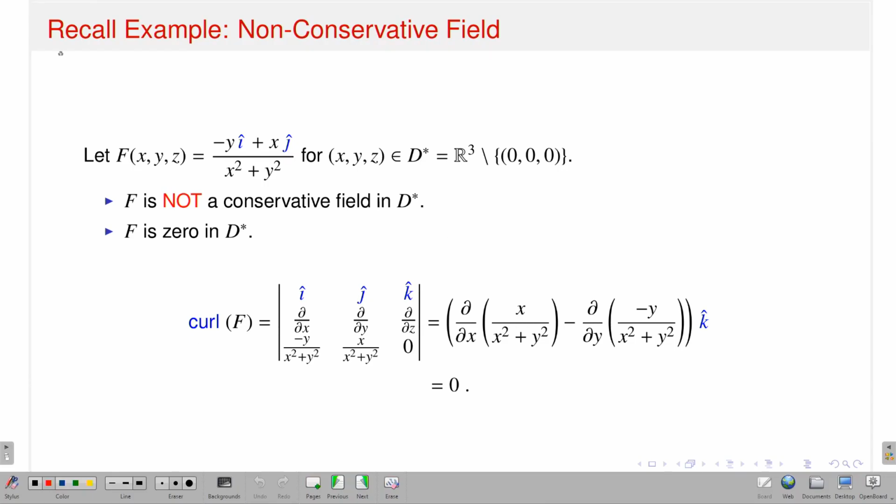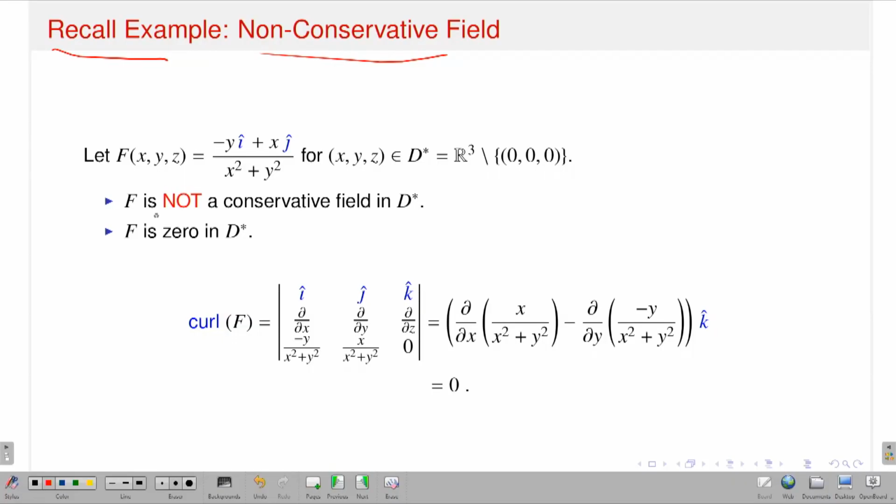Yeah, so recall this example, I think I already discussed it. This is a non-conservative field. What is the meaning of conservative? If I have a domain and I take a simple closed piecewise smooth curve, then the vector line integral has to be 0, right? That is the meaning of conservative. But this kind of vector field is not conservative in that domain. That is very important. If I take the origin out of R3, this vector field is not conservative. In fact, that vector line integral is non-zero.